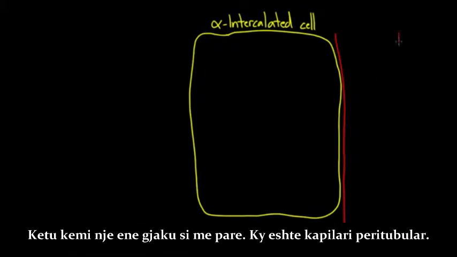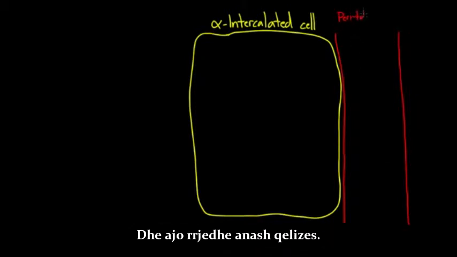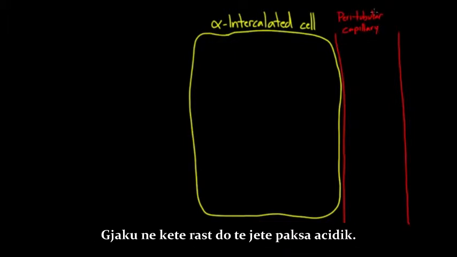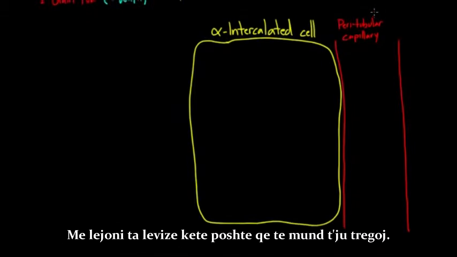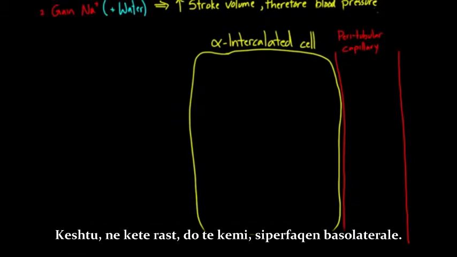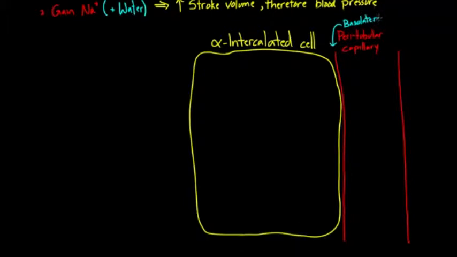So here's a blood vessel, as before. This is our peritubular capillary, and it's running alongside our cell. And blood is going to be, in this case, a little too acidic. So let me move this down just a touch so I can show you. There we go. So in this case, we have the basolateral surface, and this is the apical surface.